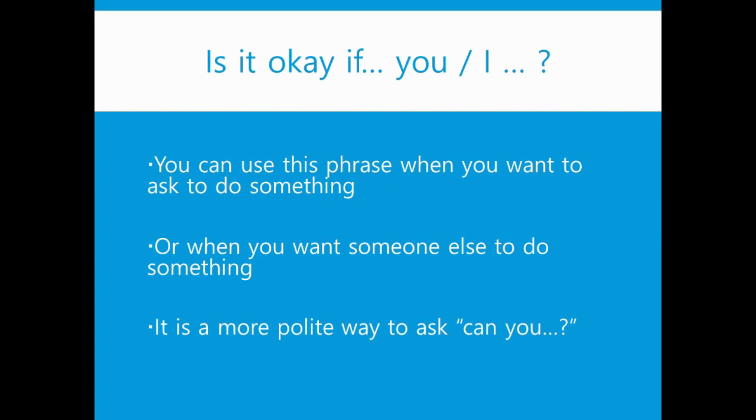These are the examples of the phrase we will learn about today. There are a few different ways to use this phrase, so let's take a look now. Is it okay if you or I? You can use this phrase when you want to ask to do something. You would say, "Is it okay if I?" In the examples we looked at, this is the style we used. Or, when you want someone else to do something, you can say, "Is it okay if you?" For example, "Is it okay if you make me a sandwich?" "Is it okay if" is a more polite way to ask, "Can you?"